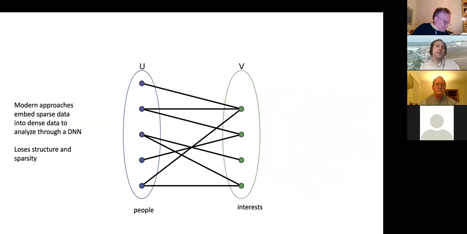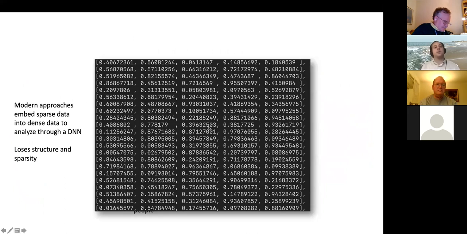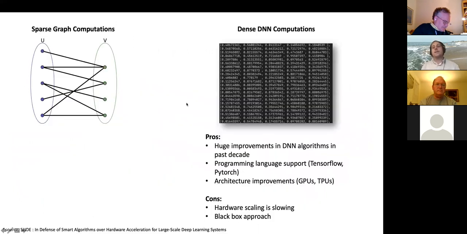But modern approaches, and they do talk about this in the Facebook paper that I reference, they take the sparse data and they embed it into a dense matrix multiplication problem. Now, what happens when you do that? Well, you lose structure and you lose some of the sparsity. So let's talk about why this happens. Well, if you encode your problem as a dense DNN computation, there's been huge improvements in DNN algorithms in the past decades. A lot of very smart people have made them very good. There's a lot of good programming language support like TensorFlow and PyTorch. And as we saw, the architectures are getting faster and faster at doing these sorts of computations. Now, all this said, it seems like a good idea to phrase your problems in terms of matrix multiplication.